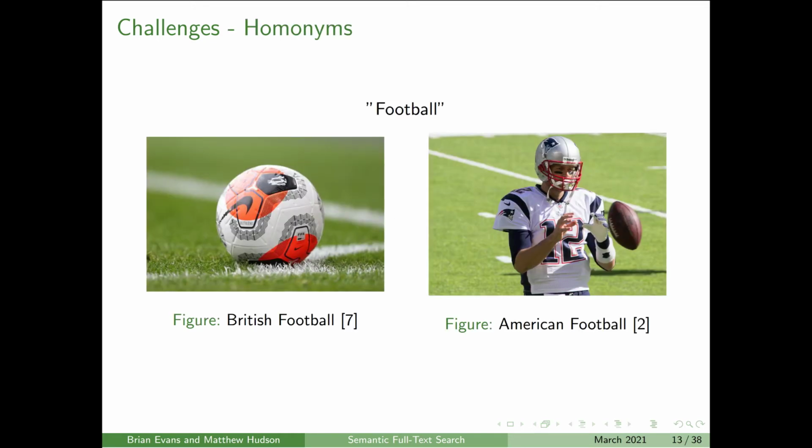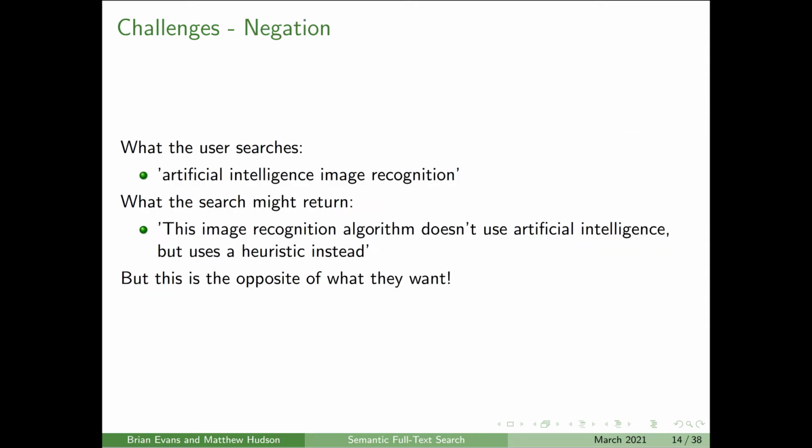So firstly, homonyms, which are multiple meanings for the same word. For instance, the word football, which represents two different sports in the UK and the US. This can be a problem for full-text search if not addressed, because an American searching for football players would not want their results to be of British Premier League football players, and vice versa with a British person.